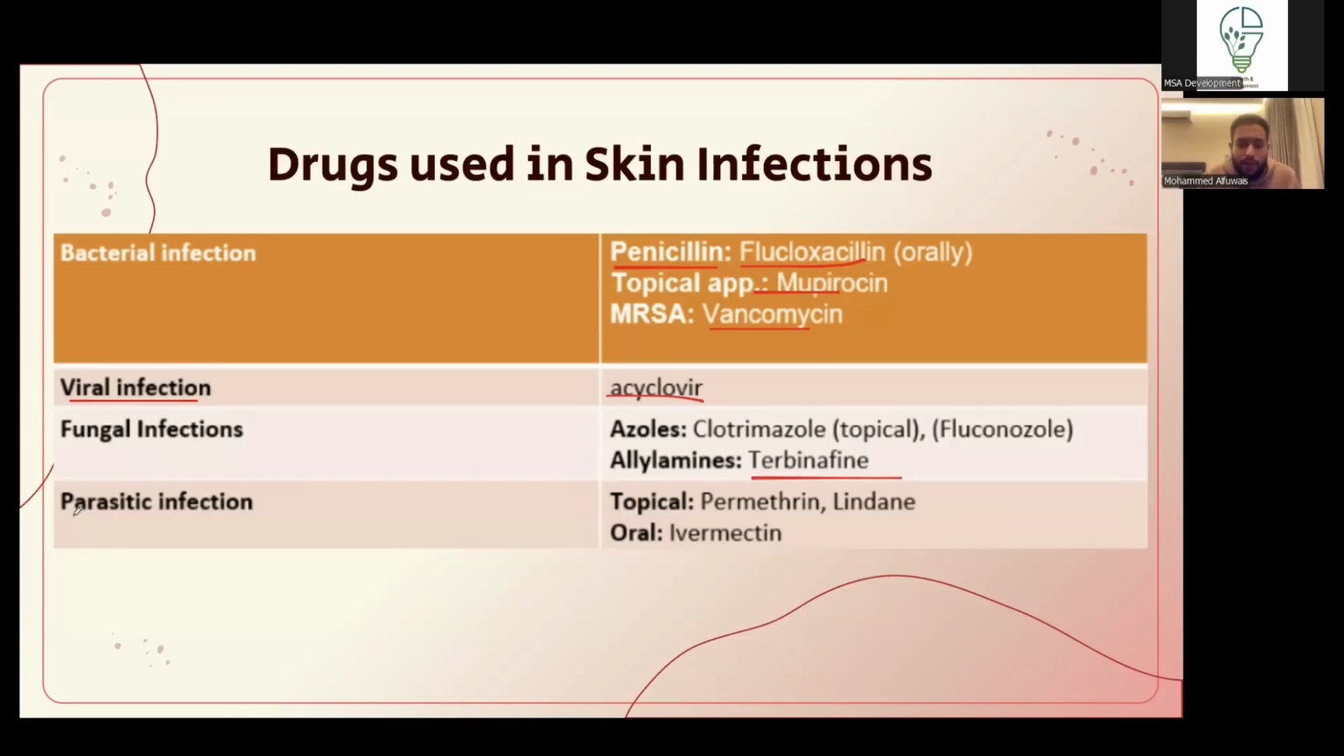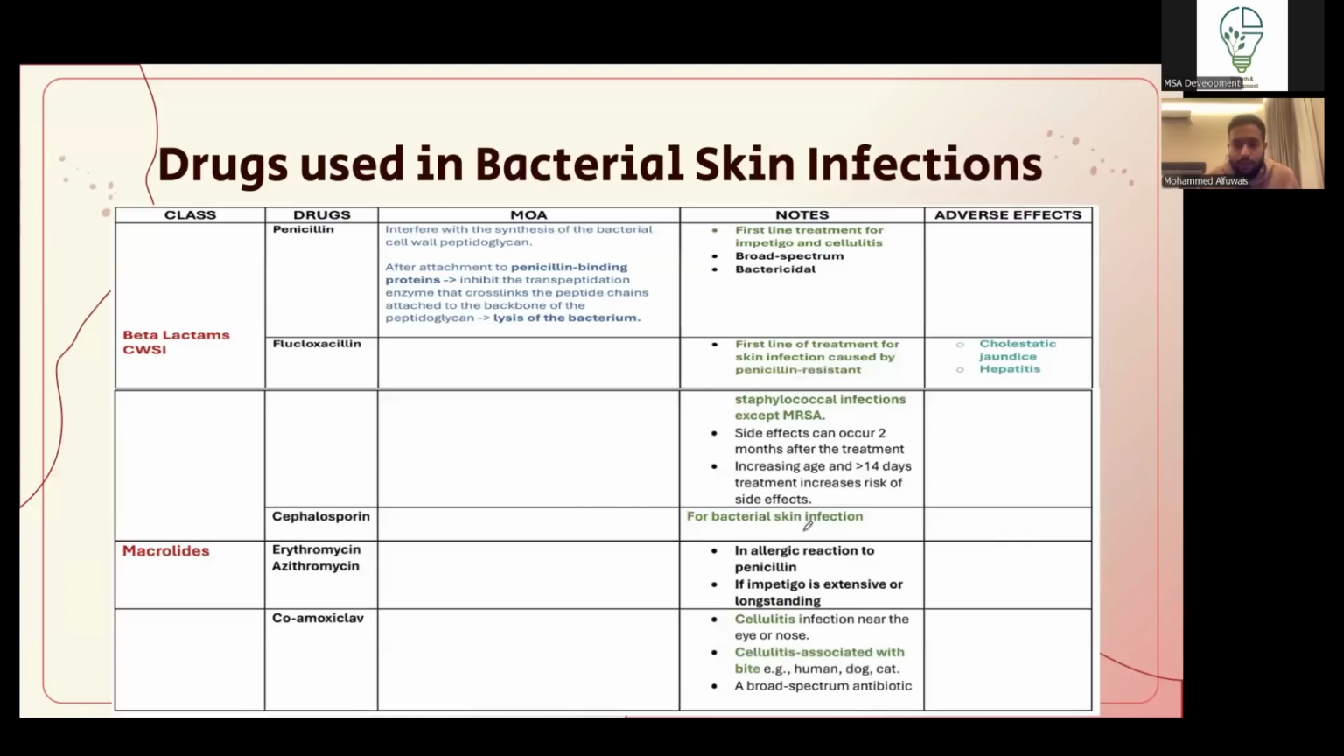Then we have for the parasitic infections, topical such as permethrin, which is the first line for all of these parasitic infections, such as scabies and lice. Okay, and if it didn't work, then we go to oral ivermectin. If it didn't work, okay.